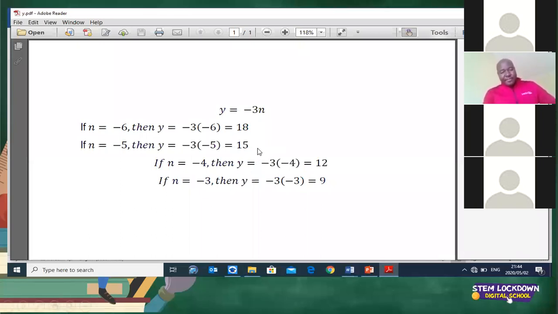positive 15. If n is -4, then y will be equal to -3 times -4, which is 12. Remember, negative times negative, positive. And lastly, if n is -3, then y will be positive 9, because you multiply -3 by -3 to get positive 9.